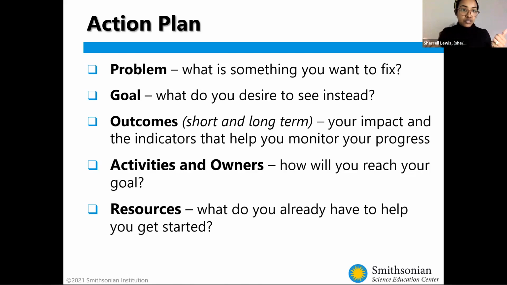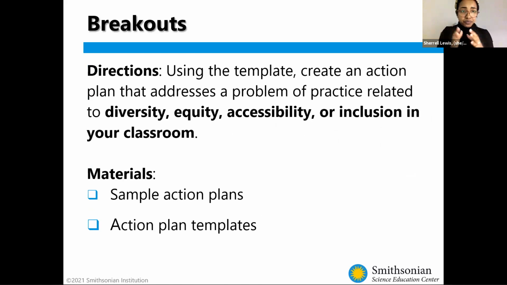So how will you reach your goal? These are the things that you're going to do. And who or what do you have available to you that can assist you now? And so with that, please go ahead and pull up the template if you haven't done it already. We're going to have you create an action plan that addresses the problem of practice related to diversity, equity, accessibility, or inclusion in your classroom. And you've already shared with us the things that you're interested in, the programs that you're interested in. And so I'm wondering if some of that will be reflected in the problems that you identify in what you put in your action plan.